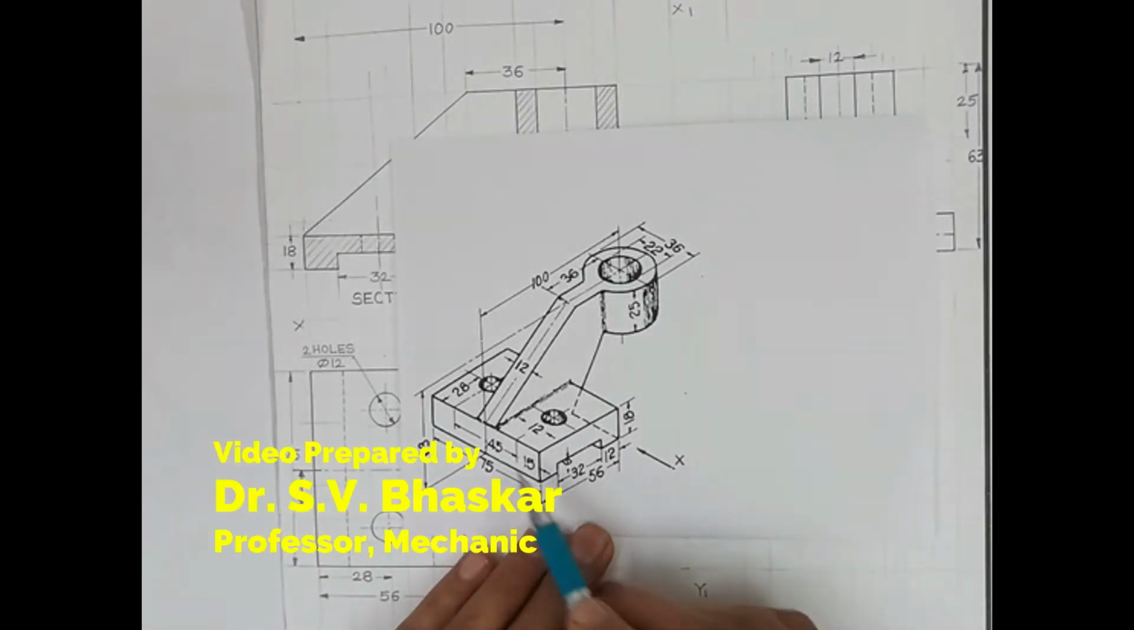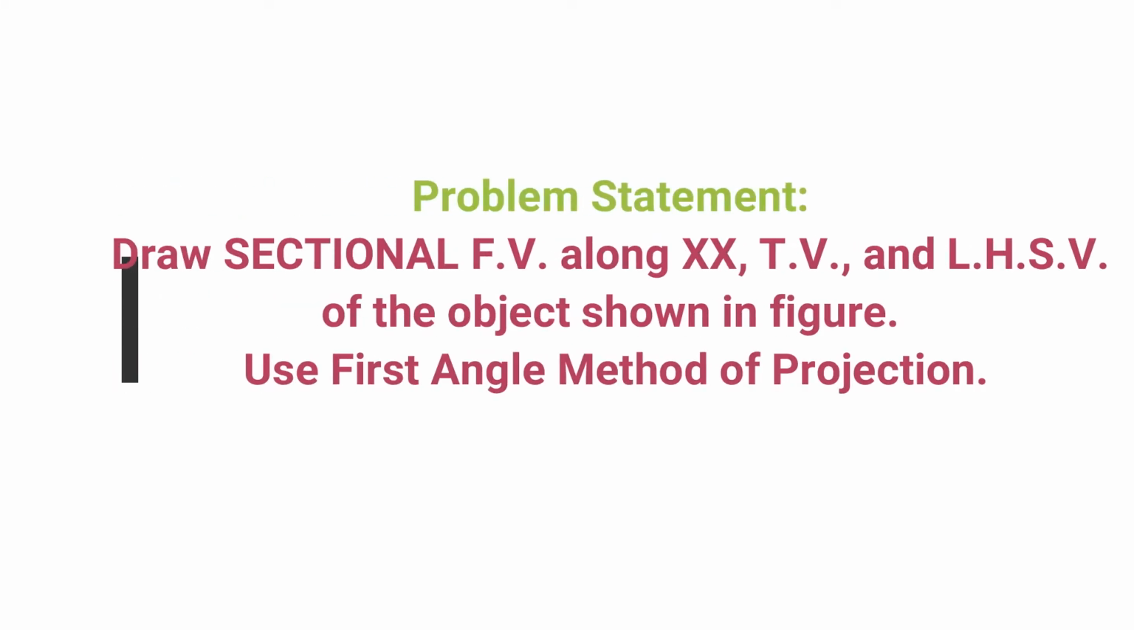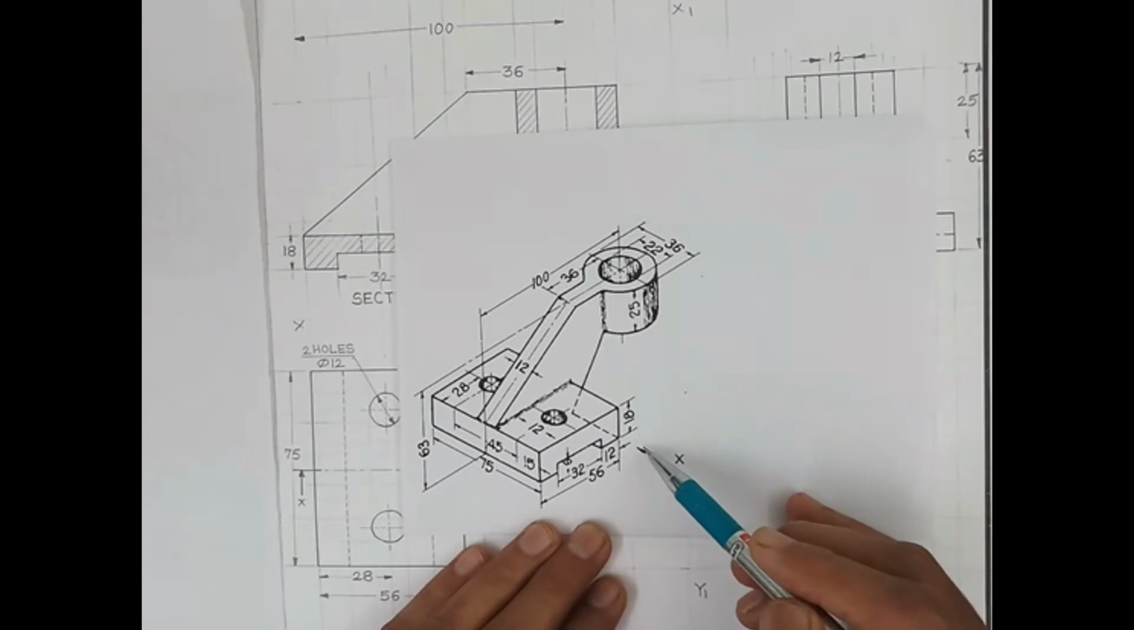Today we are going to solve this problem on orthographic projection. Problem statement is: draw sectional front view, top view and left hand side view of the object shown in figure along direction X. Use first angle method of projection.